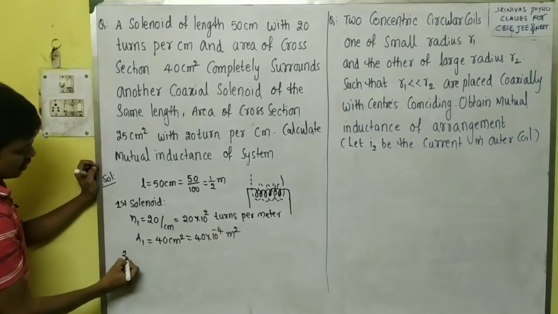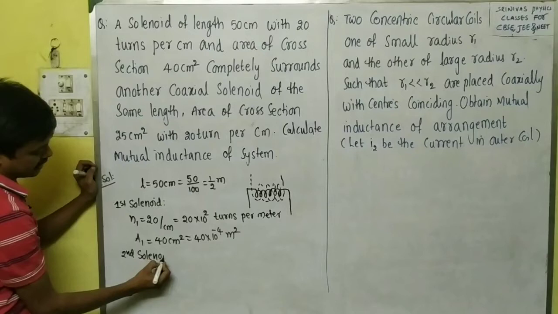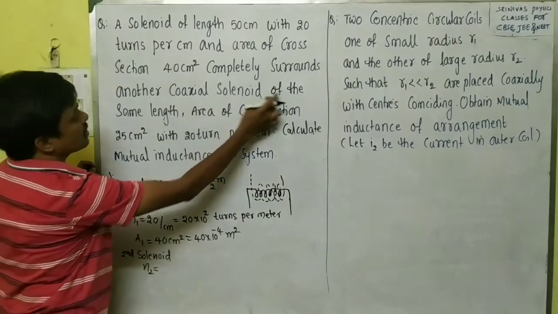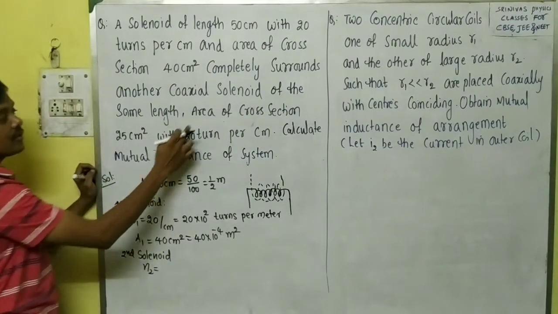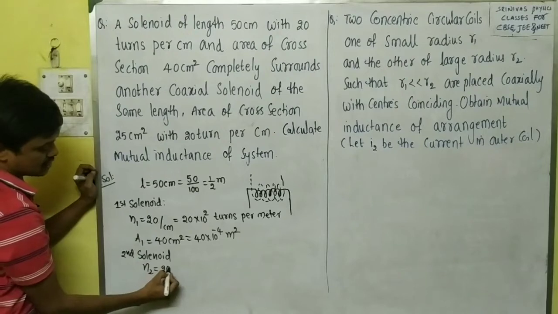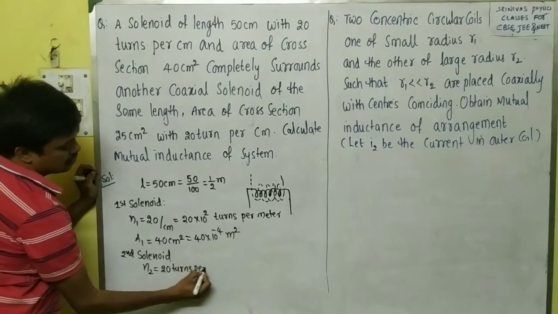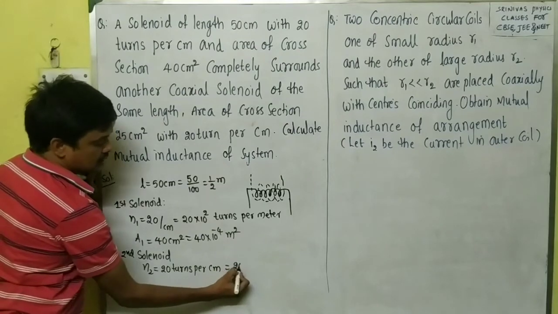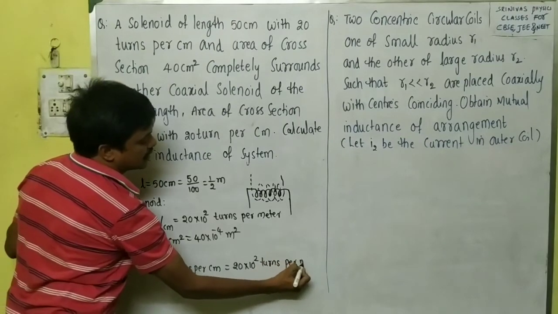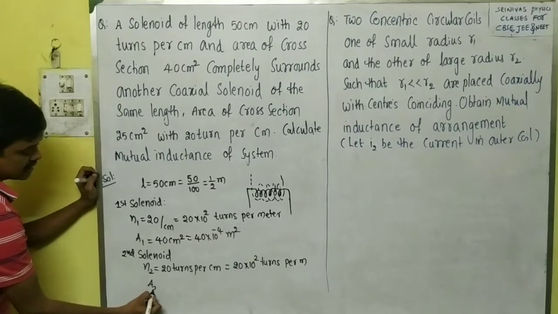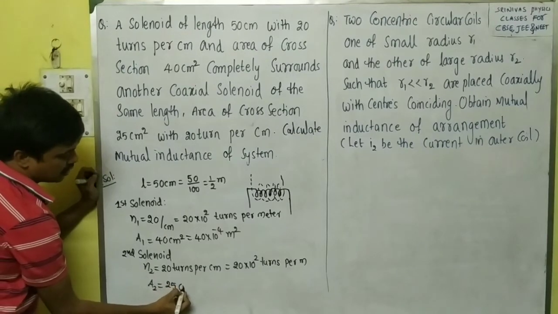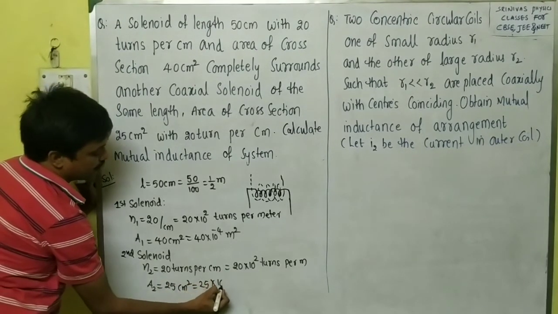Then the second solenoid, its area and everything we can write. The second one surrounds with the same length. Its number of turns per unit length is again 20 turns per centimeter. Converting into meters, 20 into 10 to the power of 2 turns per meter. And then A2, the area of the other solenoid, is 25 centimeter square. You convert this into meter square, that is 25 into 10 to the power of minus 4 meter square.